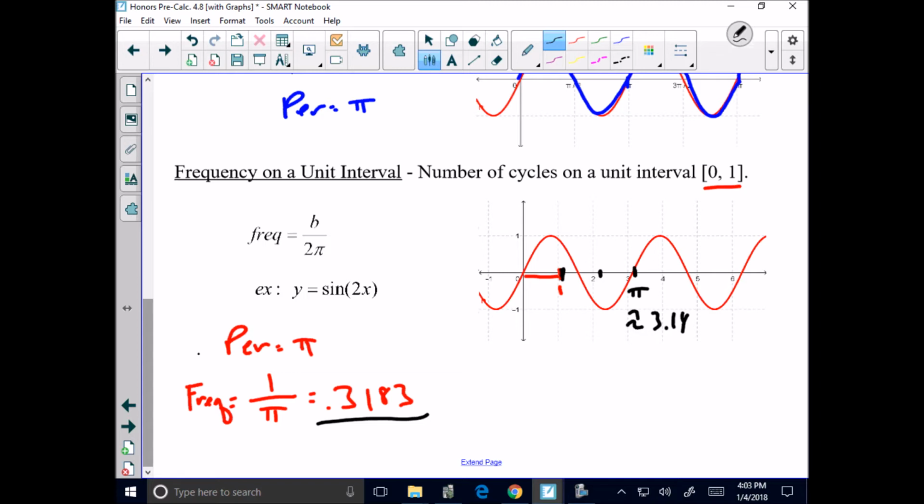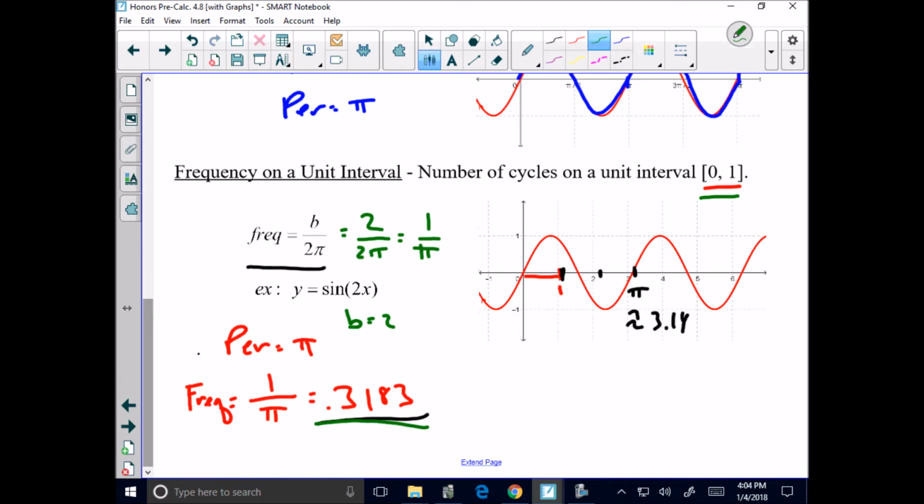Now right here, if we were to use our formula, we're basically going to see that same number, where if we take the b value here of 2 and plug it in, we can say that we've got 2 over 2 pi, and right here that would give us 1 over pi, or 0.3183 as the frequency, or the number of cycles, or parts of a cycle that we get through in the length of 1 unit, or from 0 to 1.